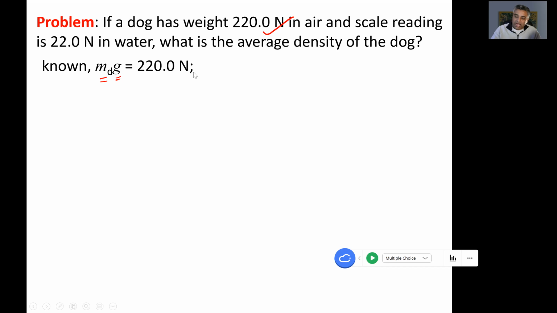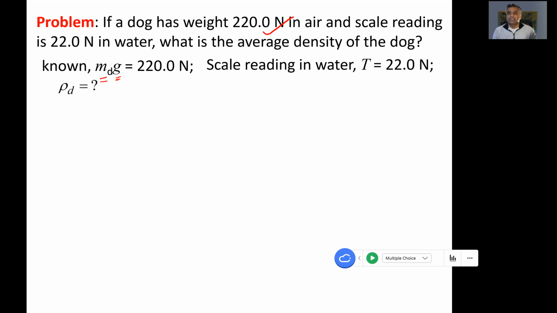So in this case, it's asking for the average density of the dog. So where is the dog's density going to be? Where can we dig so that we can find the density of the dog? We know density, mass, and volume are related. So maybe we can write something like that. Density of dog is mass of dog divided by volume of the dog.